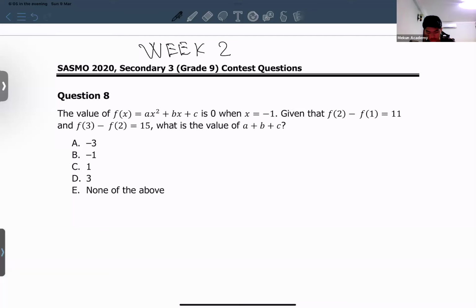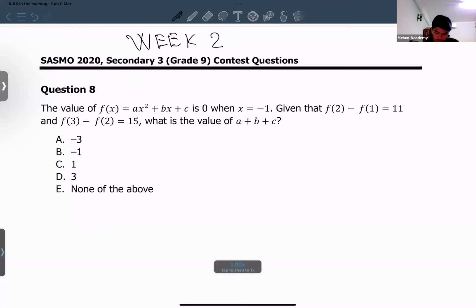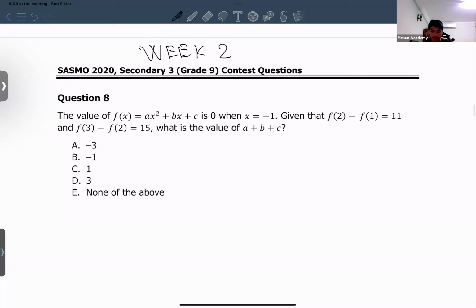Okay, so we will start to solve the question right now. In question 8, they say that the value of f(x) equals ax squared plus bx plus c is 0 when x equals 1. So from this, when x equals negative 1, we can put f of negative 1 here like this, equals a minus b plus c equals 0.